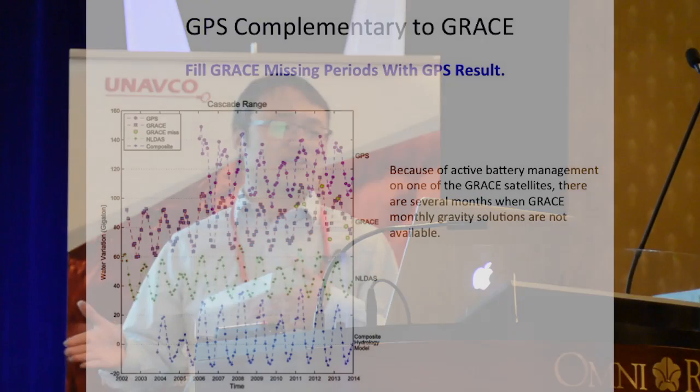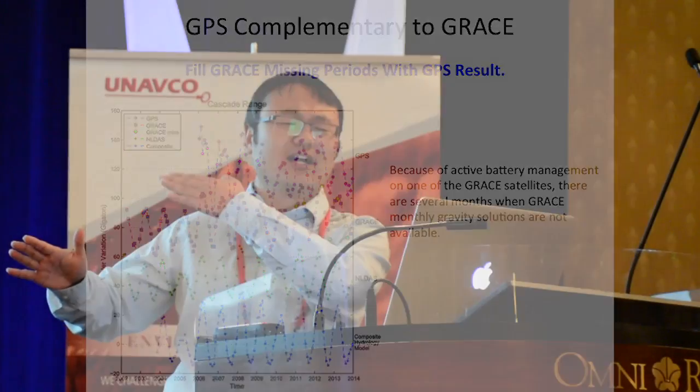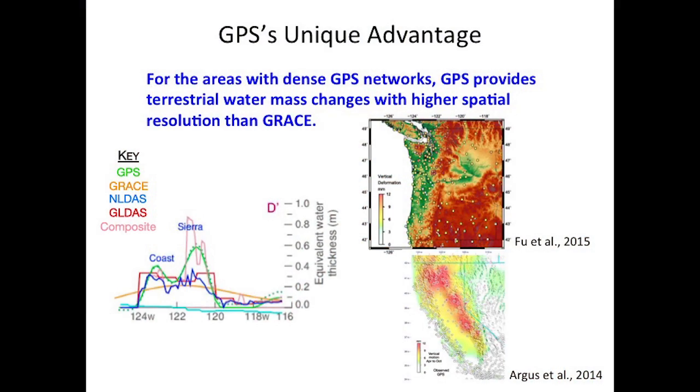GPS and GRACE are complementary to each other. Because of the battery problem of GRACE, there were several months where we don't have a GRACE solution. GPS can potentially fill in the water storage change for those months. There are also some unique advantages of GPS: for GRACE, the spatial resolution is limited, but with a dense GPS network, we can provide water storage change with much better spatial resolution.